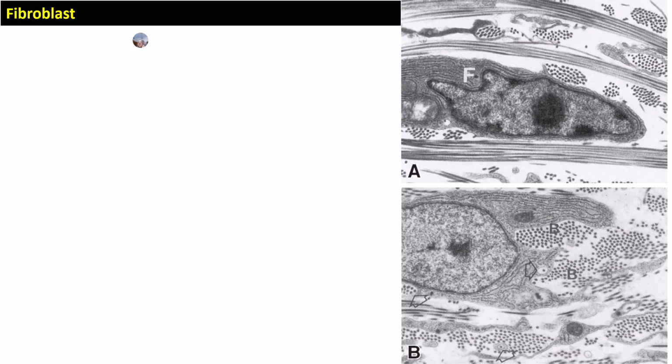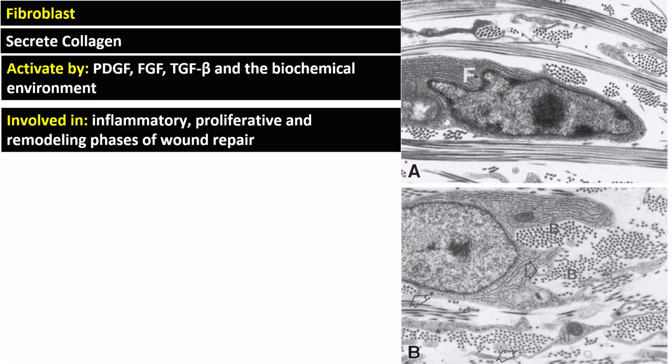The fibroblasts are early responders to injury and they are the key players in wound healing. These are collagen secreting cells that build and maintain the extracellular matrix, and they are activated by a biochemical environment that is rich in cytokines and growth factors such as platelet derived growth factor, fibroblast growth factor, and transforming growth factor beta.